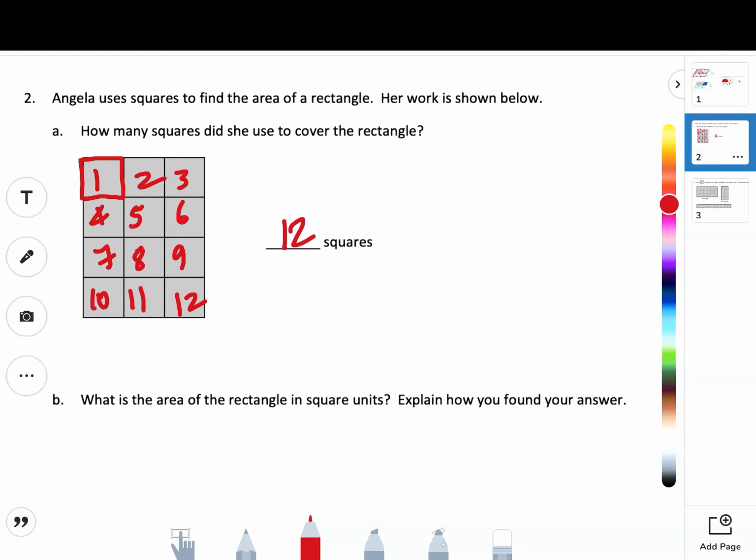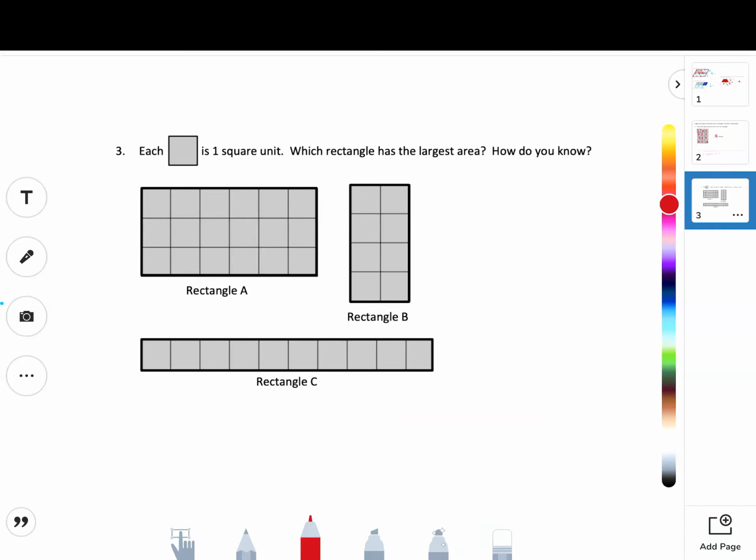What is the area of the rectangle in square units? Explain how you find your answer. The area of the rectangle is still 12 square units because there are 12 squares. Knowing that that's how we calculate the area of a shape, let's do our last slide.